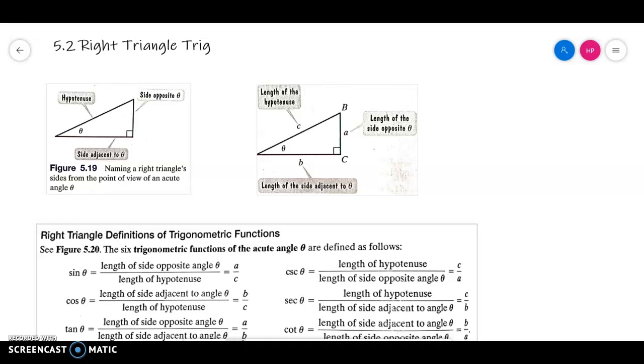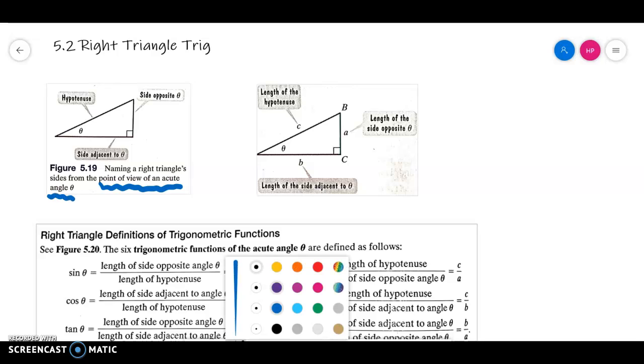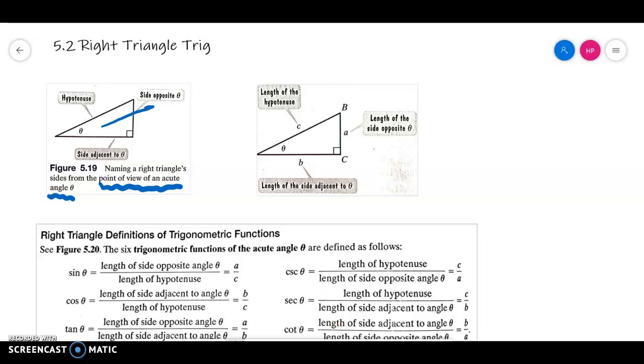So these first two pictures up here are just labeling the sides. Everything is based on the point of view of this acute angle theta. So my cute little angle theta. If I look at theta, opposite from it is this side. Adjacent is a fancy way of saying next to. And so that is right next to it.